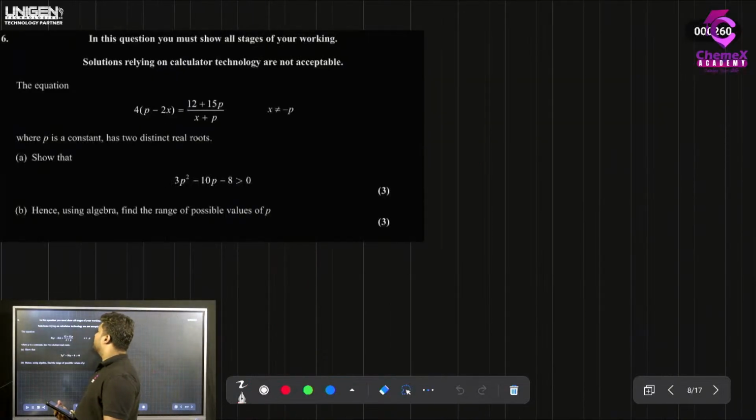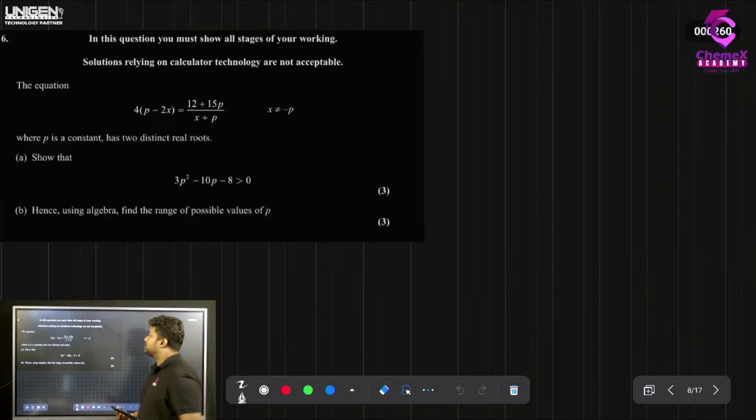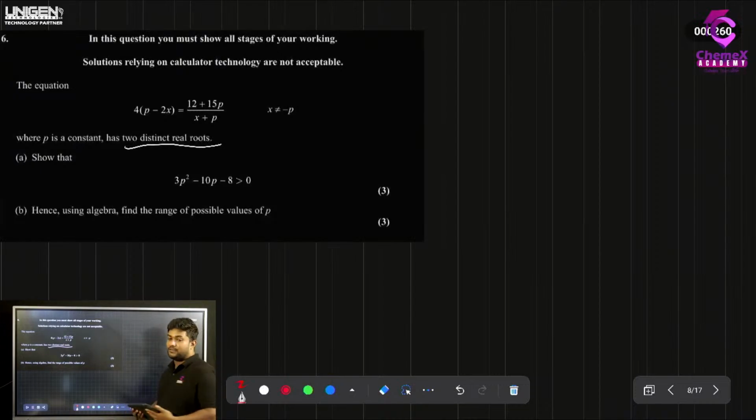In this question, you must show all the stages of your working. Solutions relying on calculator technology are not accepted. Where p is a constant, find the two distinct real roots. That means we form a quadratic from this, solve it, set b squared minus 4ac larger than 0, and show that.